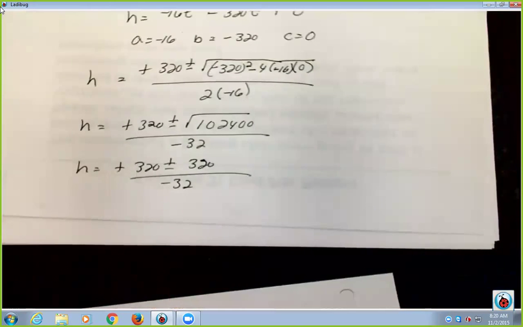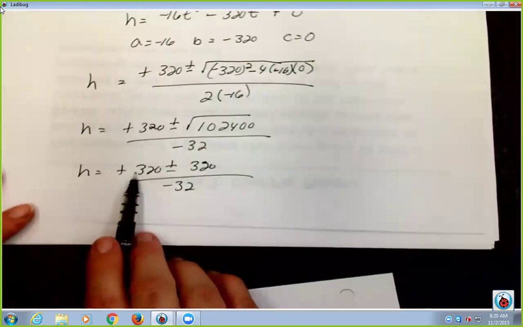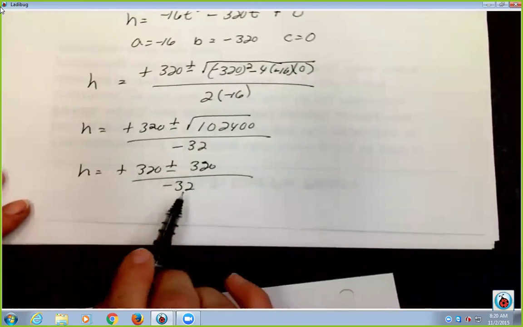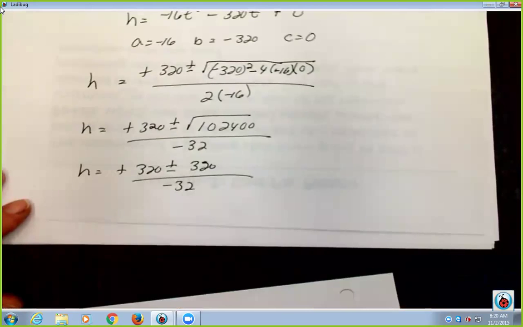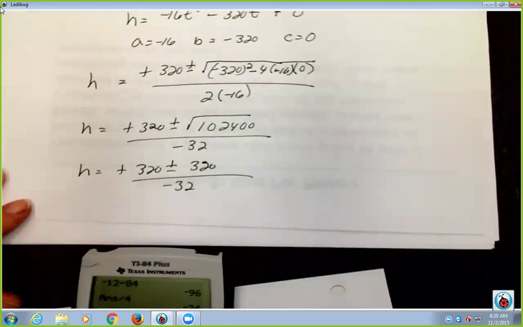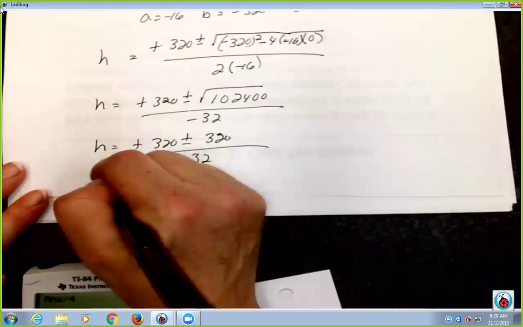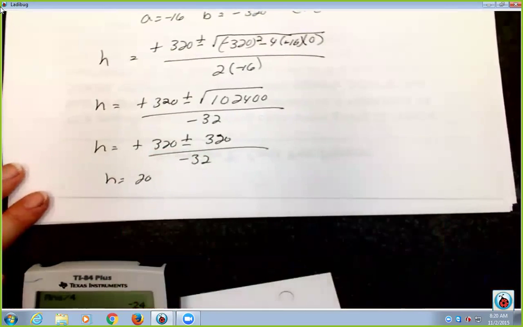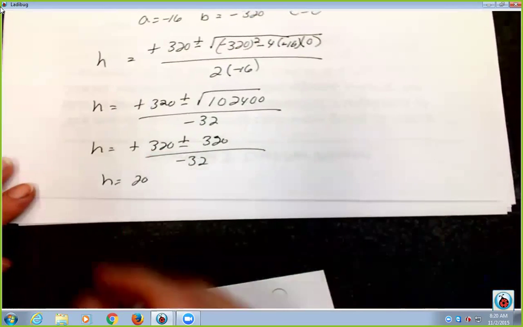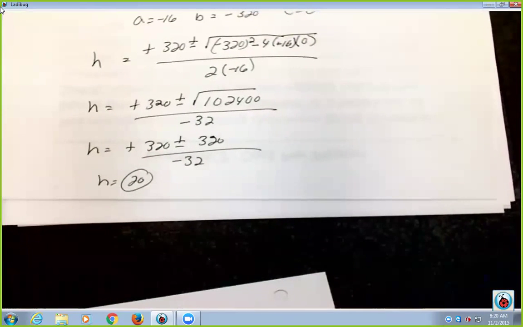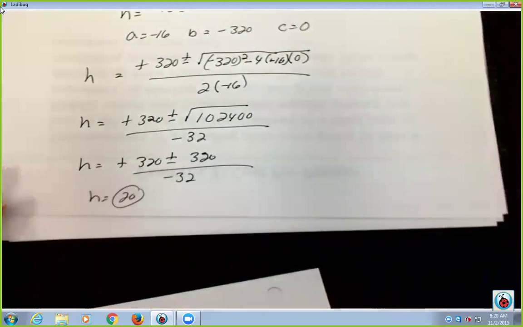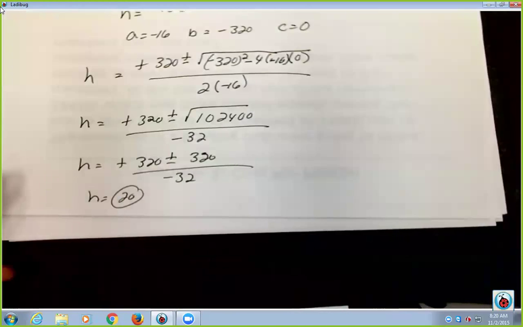So I have two roots in this case. The first root is negative 320 minus 320, divided by negative 32. So 640 divided by 32 is going to equal 20. So what I have found is that in 20 seconds, that bullet will be back to the ground. So it's going to go up, go back down, and in 20 seconds, it's going to end up crossing the ground level for that one.